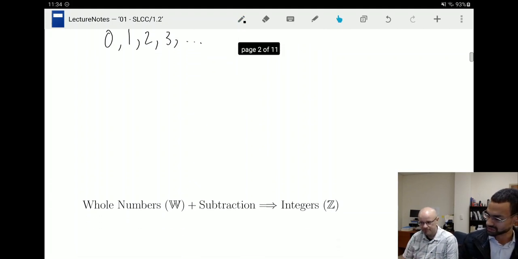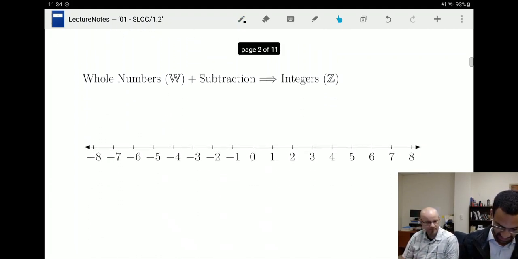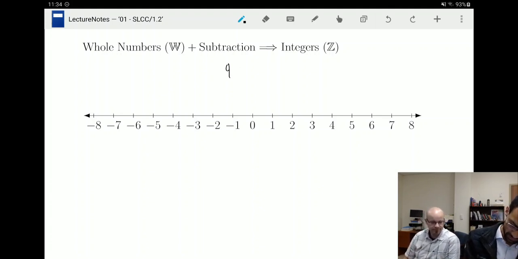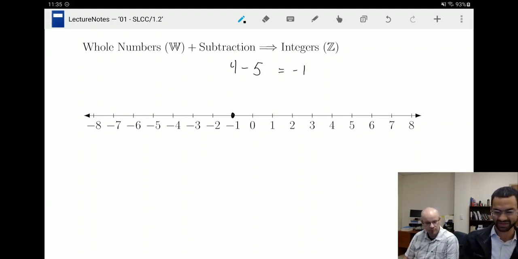Towards the end of that, we decided to take some whole numbers and start subtracting them. We found out that if we subtract a number that's bigger than the whole number we started with, like 4 minus 5, you end up with a negative. So you end up in the negative realm. That's the integers.